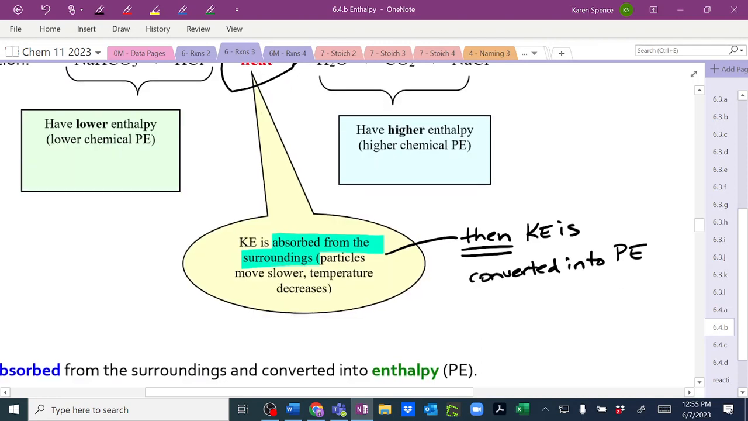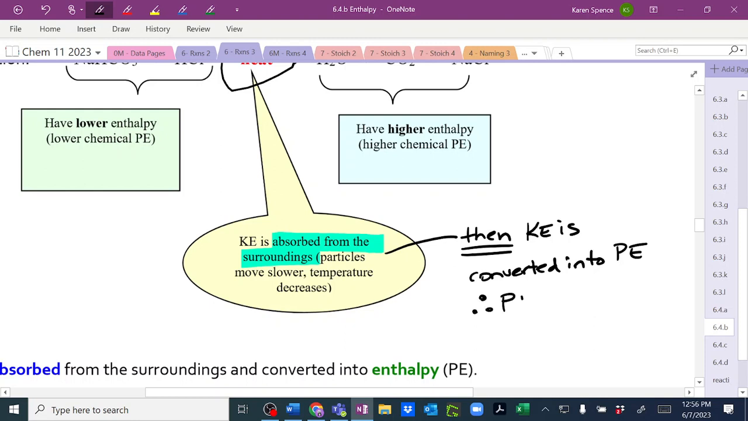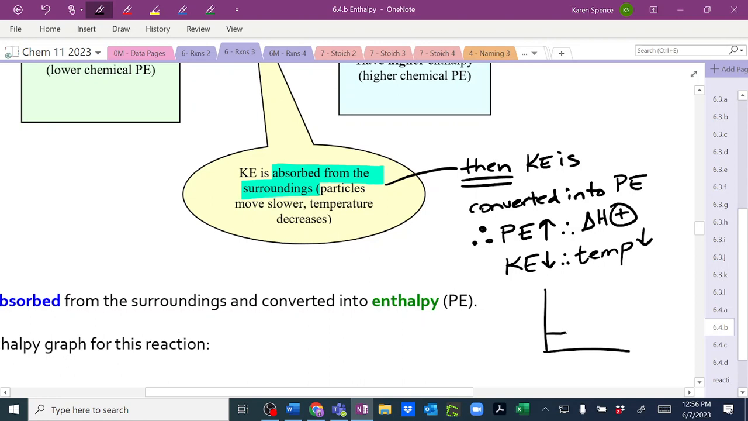Excellent. Therefore, what's happening to the potential energy? The potential energy is increasing. What's happening to the kinetic energy? The kinetic energy is decreasing. We've converted kinetic into potential, so we don't have as much kinetic anymore. Now, with less kinetic energy, what result does that have? That means that the temperature goes down. And if the potential energy is going up, what does that tell us about our change in enthalpy? The change in enthalpy is positive. And that means that our graph is going to go up. That's a positive change in enthalpy.